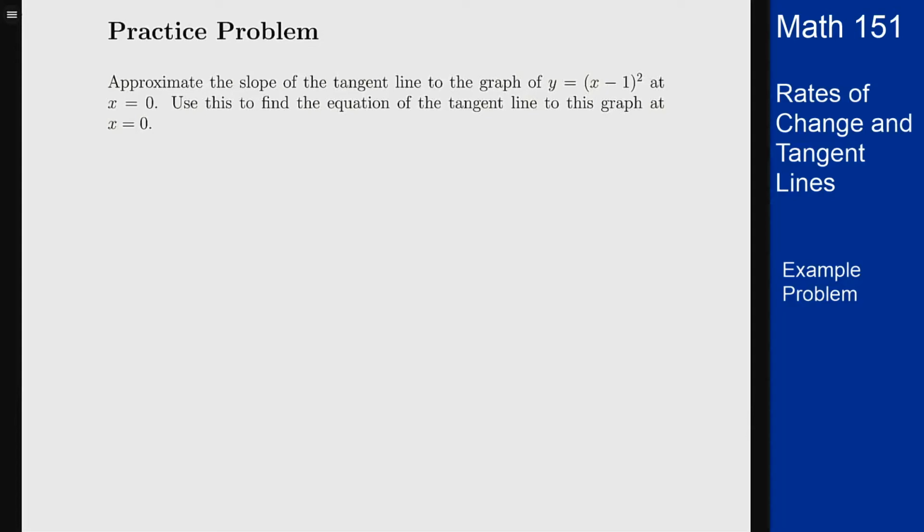For this example problem, we want to approximate the slope of the tangent line to the graph of y equals (x minus 1) squared at x equals 0, and then use it to find the equation of the tangent line to this graph at that point.